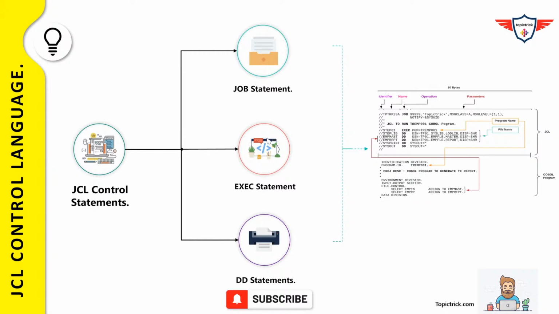First one is job card to specify the job specific information, and second one is execute statement to provide the name of the program or the utility that you want to invoke with the help of a JCL. DD statements are optional and they are only required in case your program or utility is using any dataset. Now let's try to understand what we discussed so far with the help of an example.